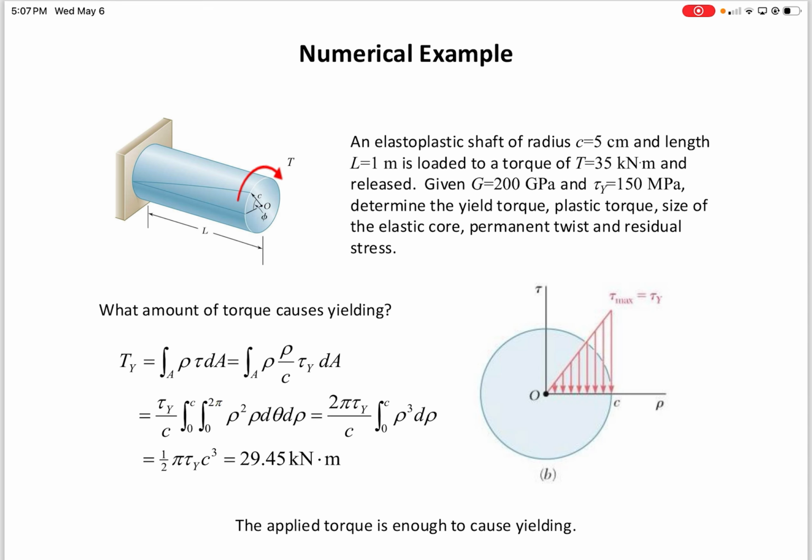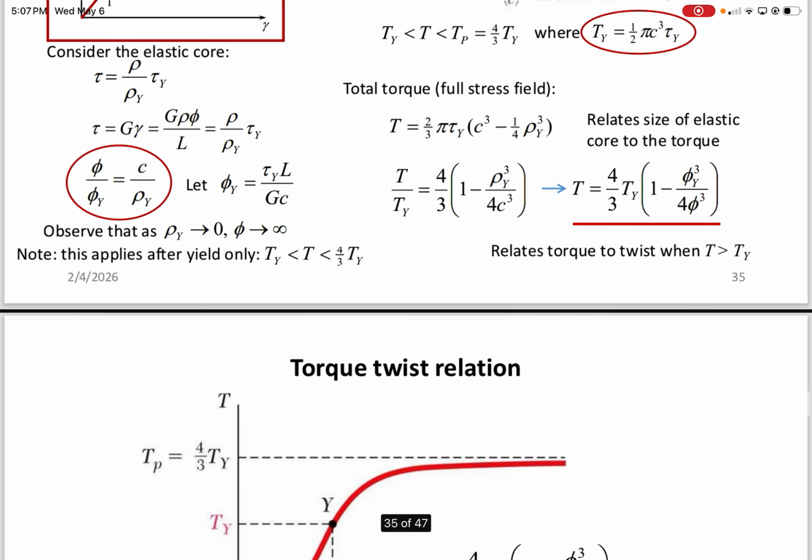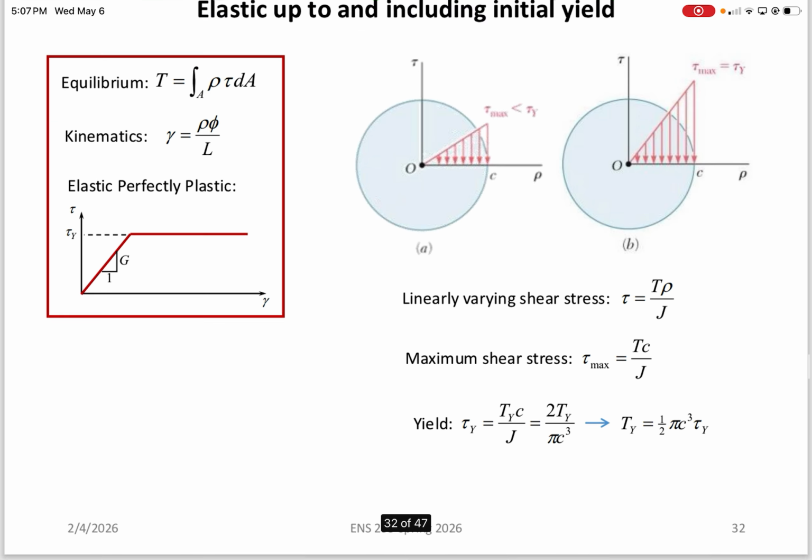So we recall for the torque that causes yielding, this is basically this condition here.